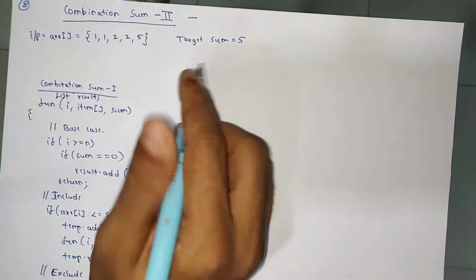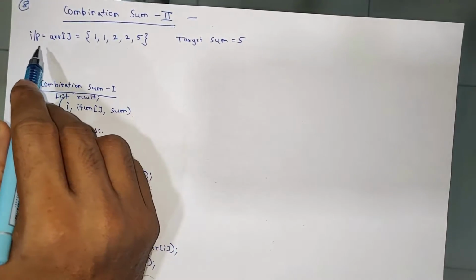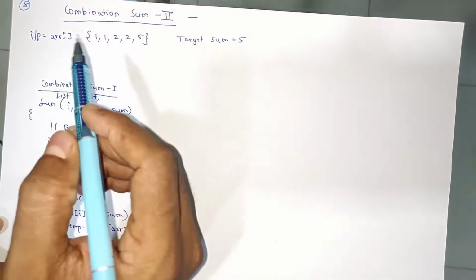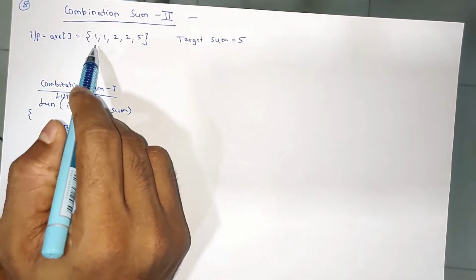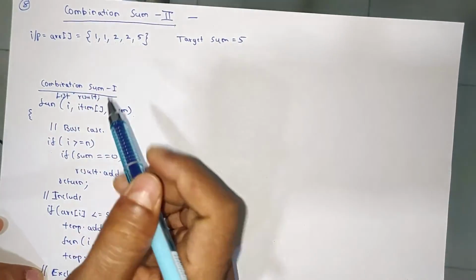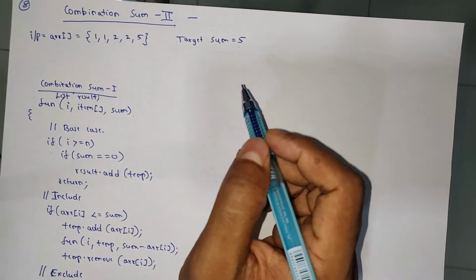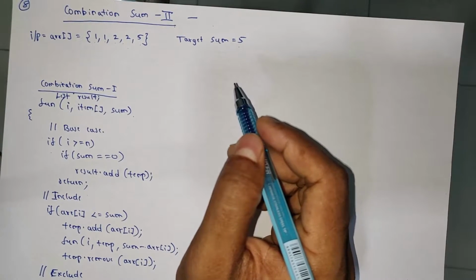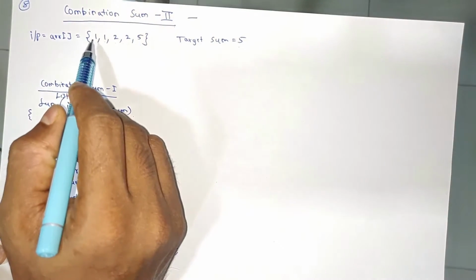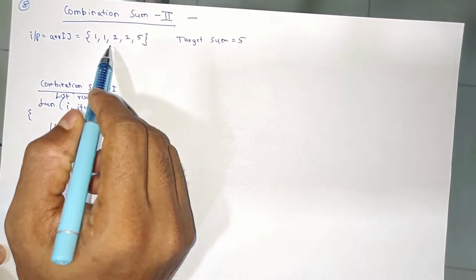So what this problem statement says is, basically we are given an input array, which is the numeric array, and it consists of the numbers 1 1 2 2 5, and the target sum that is given is 5. Now the constraint is, you can't take multiple instances of a single element from this array, right?